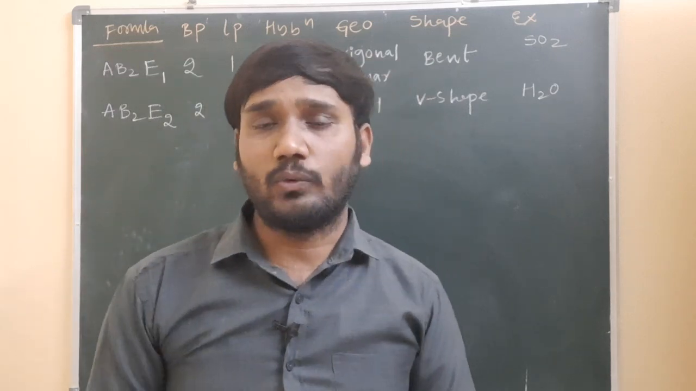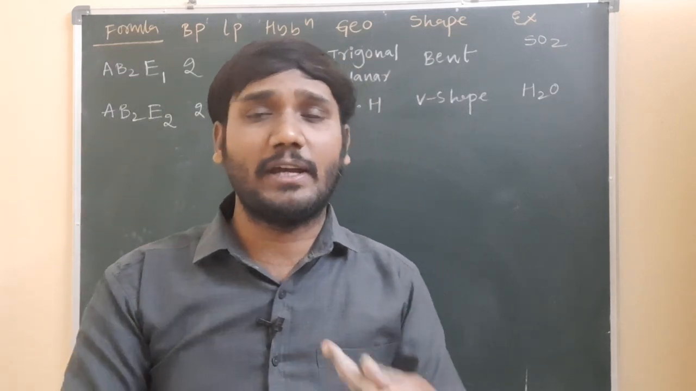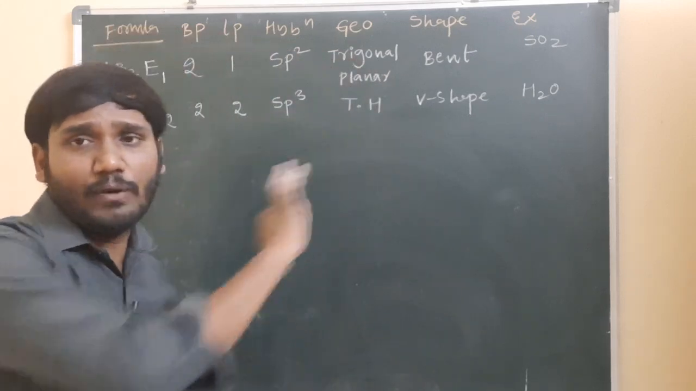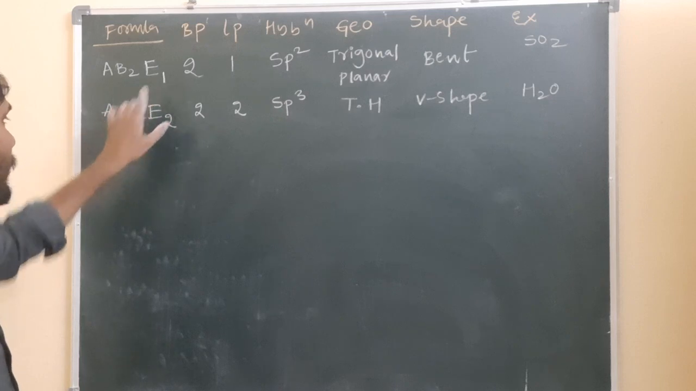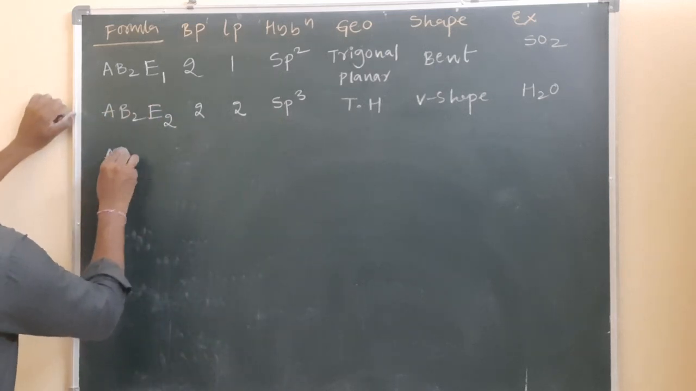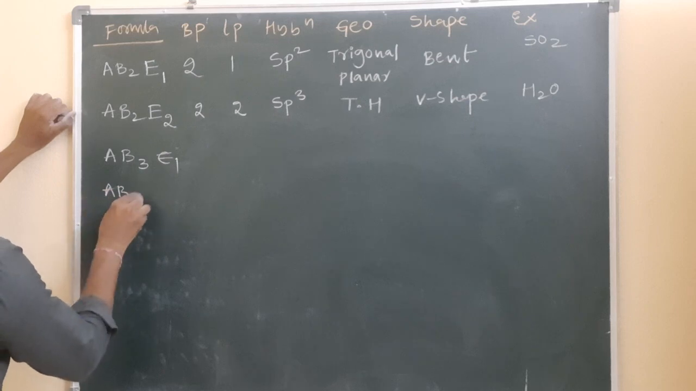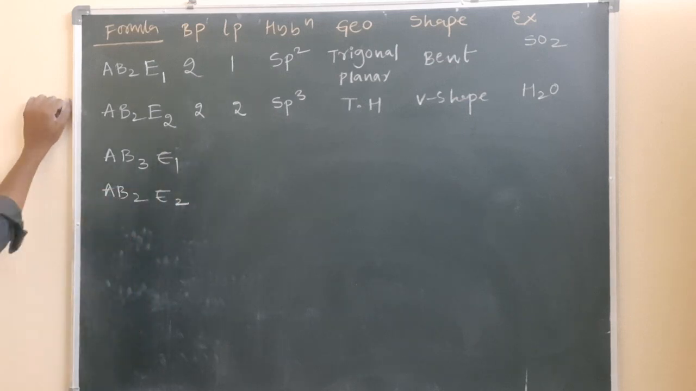AB3E1, AB3E2, AB4E1, AB4E2, AB5E1, AB5E2. So it is easy to remember if you follow this way. AB2E1 and AB2E2 are completed. Next one, AB3E1 and AB3E2 will be there. What is that? AB3E1 is there and AB3E2 is there.